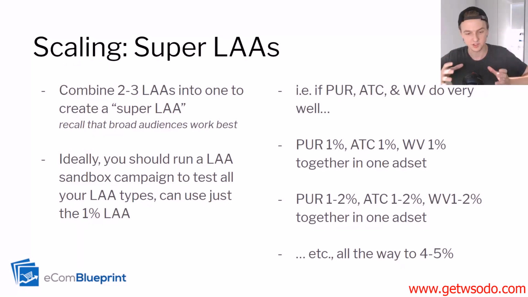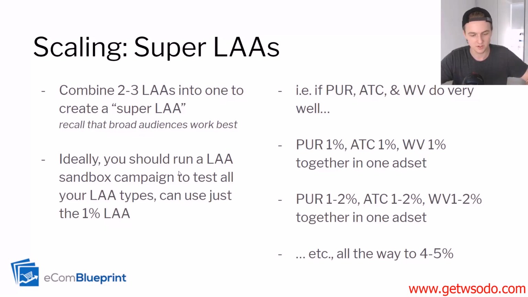Now the next formula is super lookalikes. And so this is basically combining 2 to 3 lookalikes into one to create a super lookalike. And as you recall, broad audiences work best. And so this is basically just combining lookalikes to create larger lookalikes and then running that. And you can do this instead of having multiple single lookalike audience campaigns. You can just combine it into one super lookalike audience campaign that avoids overlap, and it creates more broad audiences that you can work with. And so this works really, really well. This is my favorite way to scale. And I definitely recommend you give it a try once you have enough data.